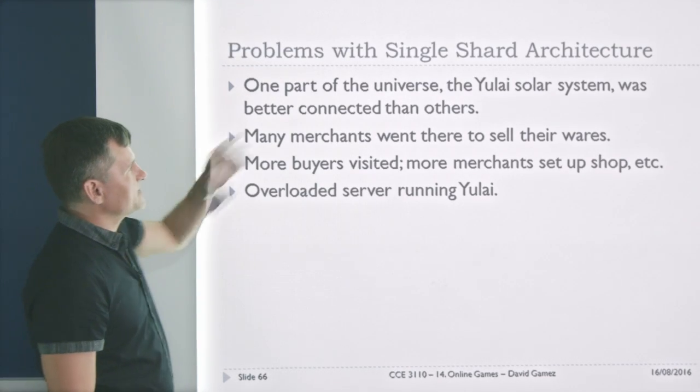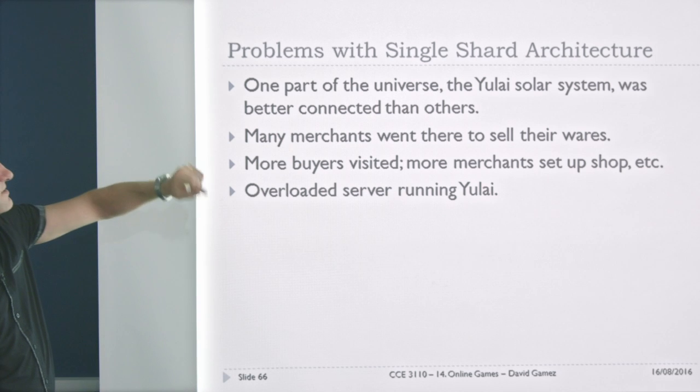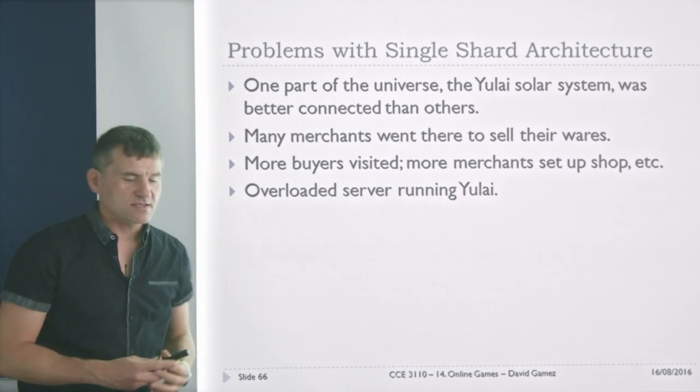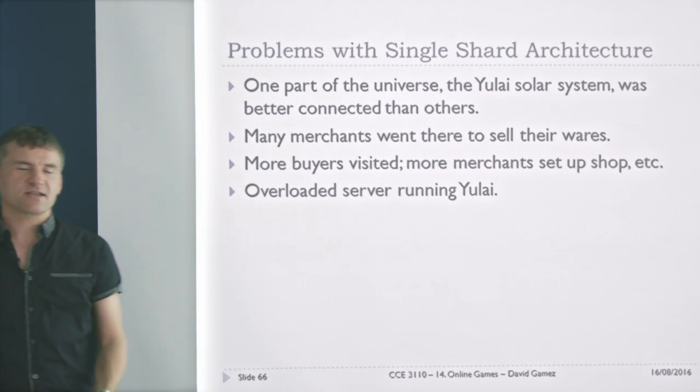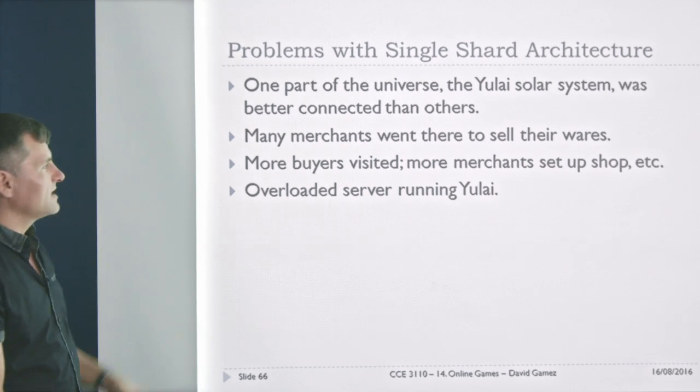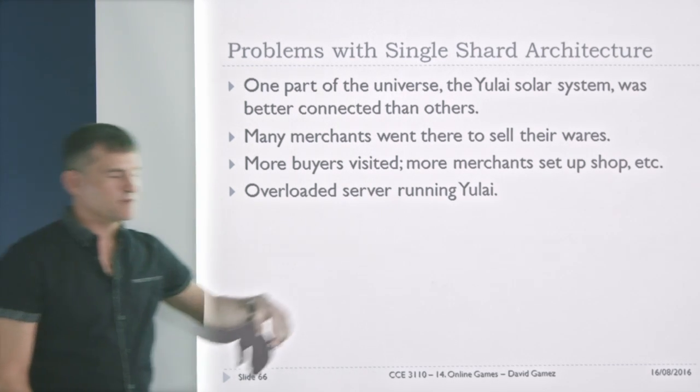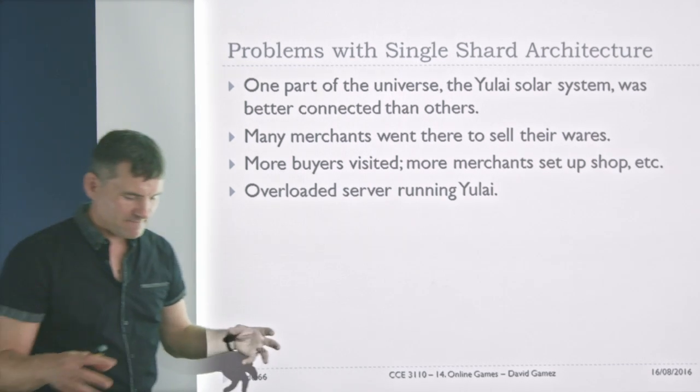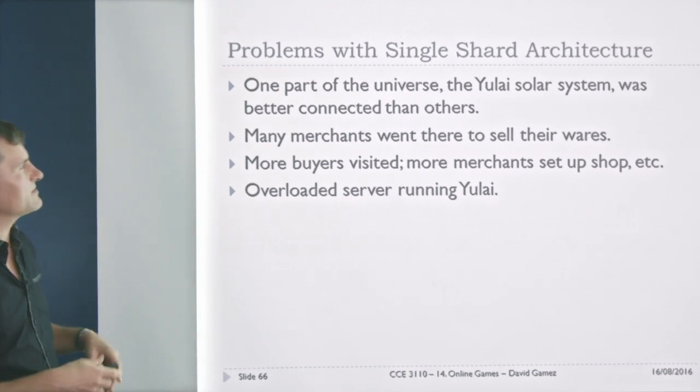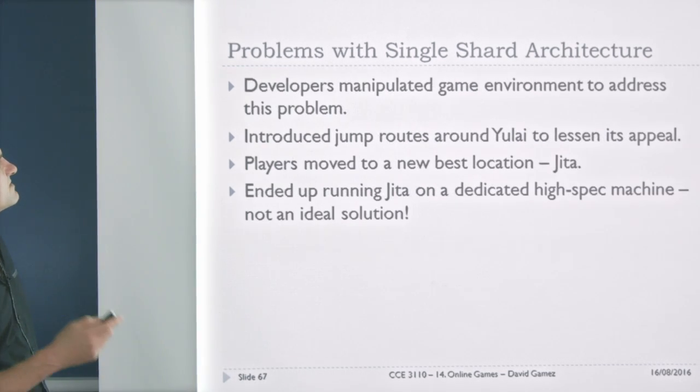So they hit this problem with a single shard architecture, that the ULI solar system was better connected than the others. So this attracted all the merchants who went there to sell stuff, and then all the buyers went there to buy stuff. And then there was one server running the star system. So one way they could have done it is packaged up the ULI in a more fine-grained way, but maybe that wasn't easy for their architecture, I'm not sure.